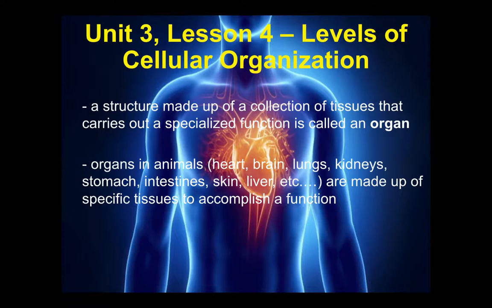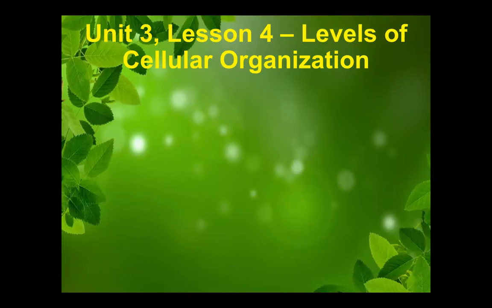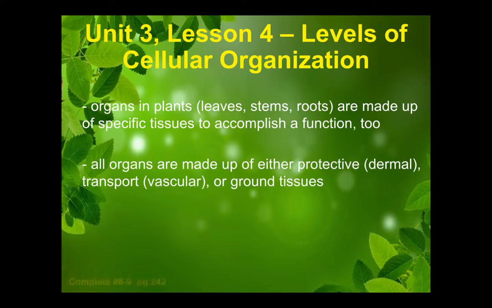You know the organs that animals have: heart, brain, lungs, kidneys, stomachs, etc. Those are all made from specific or special tissues. And if you remember back to the beginning of the week, there's 4 kinds of tissues: nervous, epithelial, connective, or muscle. Plants, believe it or not, have organs as well: leaves, stems, and roots, just the 3 of them. But they are made up from specific tissues as well.